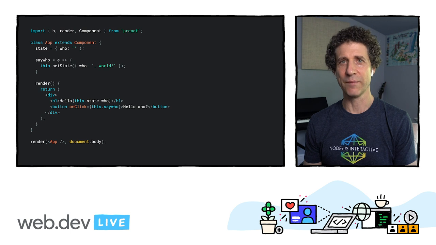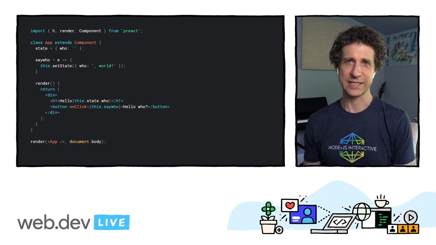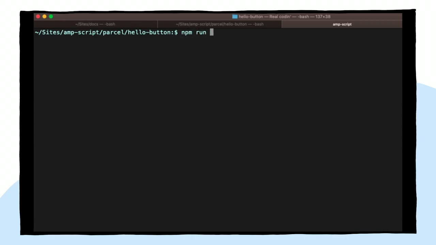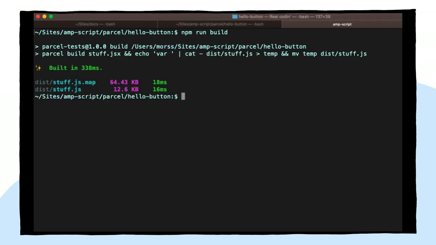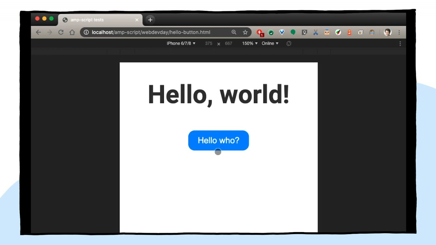Here, I've remade the button example using Preact. I find it easier to debug the JSX in a simpler environment, and then build it into my AMP page. So let's build this. Let's start up our server. And there's our page with our button. It works. All right, that was a lot.